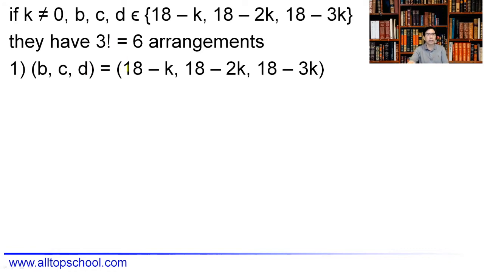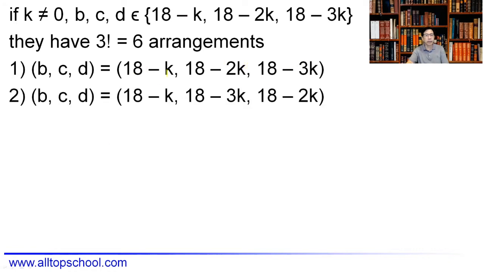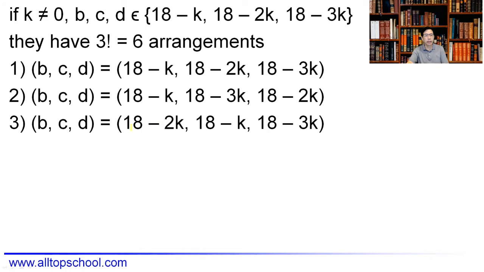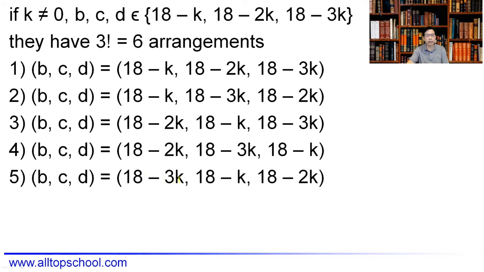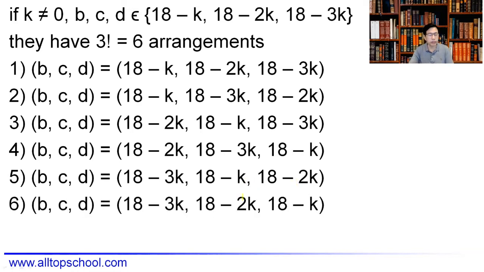The first one is gonna be in this order, 18 minus K, 18 minus 2K, 18 minus 3K, B, C, D. The next one can switch these two for C and D. And then the first one can be 18 minus 2K, the other two in this order, and then switched. The first one can be 18 minus 3K, the other two can be 18 minus K, 18 minus 2K, and then we switch them. You get 6 cases, in certain order for the arithmetic sequence.